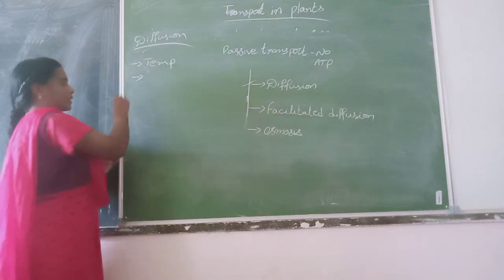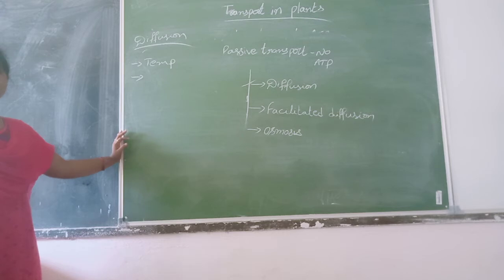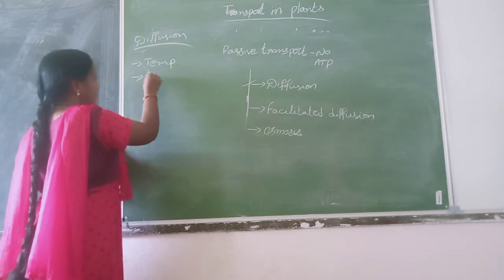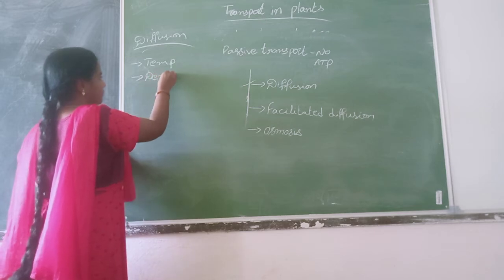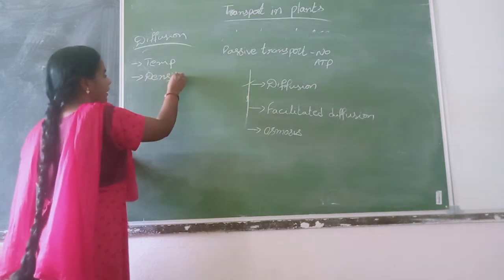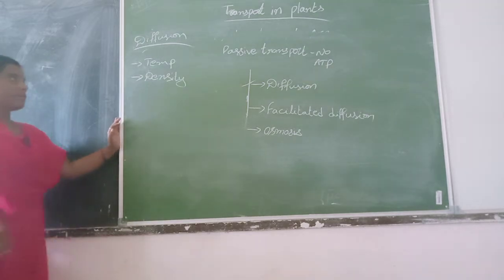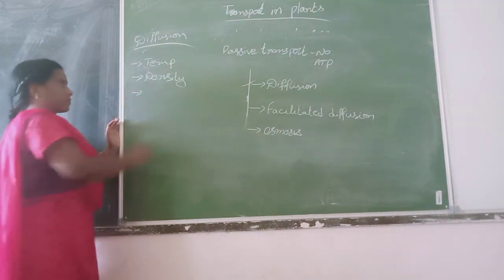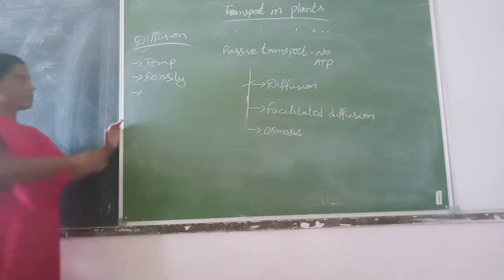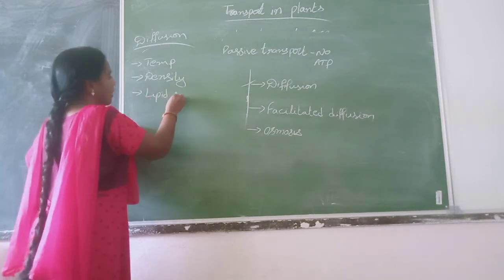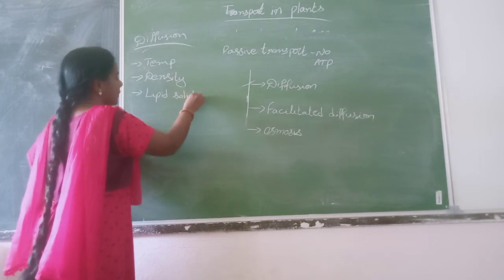But a few factors can slow down the process of diffusion. What are the factors that show impact on the diffusion process? Those are temperature, density, lipid solubility.